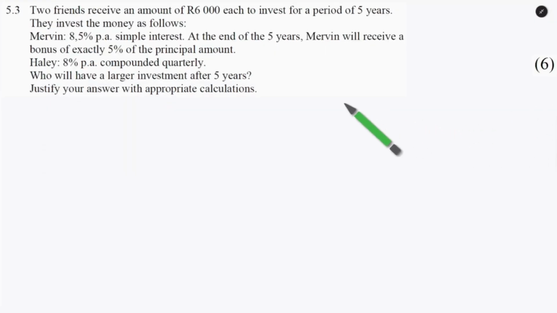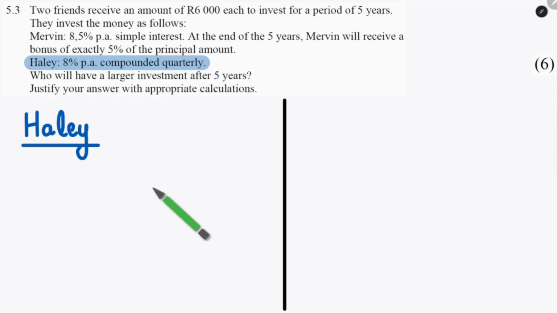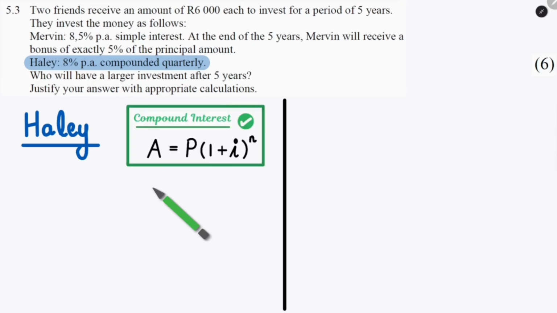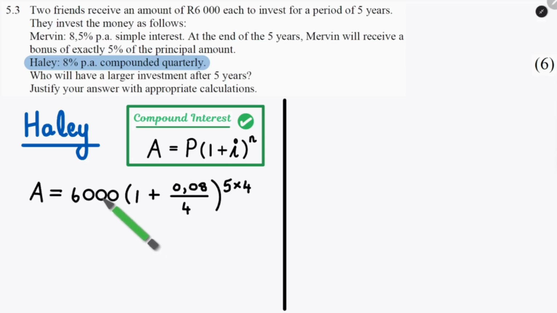In question 5.3, we have 2 friends, Mervyn and Haley, who each invest 6,000, and we need to see who's got the larger investment. So we need to make a comparison. Let's start off with Haley. Haley will be using the compound interest formula because we can read that it's being compounded quarterly. So we're going to set that up as follows. She's investing 6,000. Don't forget to divide your interest rate by 100. It's being divided by 4 because it's quarterly. And then that's running for a total of 5 years, so I just say 5 times 4, which gives me 20 quarters.